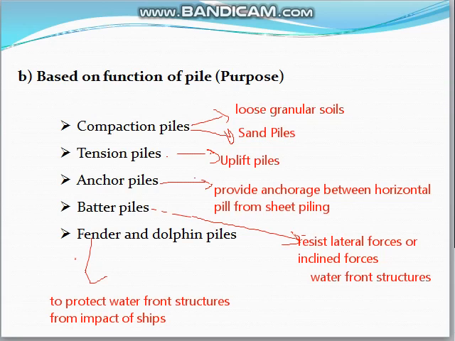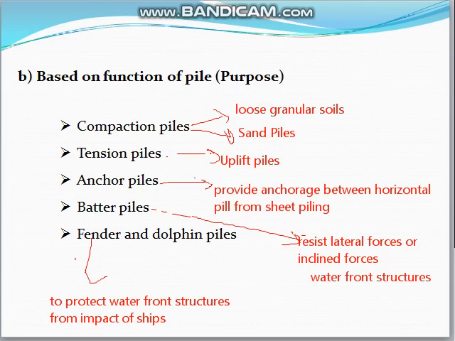Okay. So this is the classification based on the function of pile. Let me revise. The first one is the compaction piles. Generally, compaction piles are used for the compaction of granular soil. Sand piles are used as compaction piles. Second one, tension piles. Tension piles are used to anchor down structures subjected to uplift forces. Piles here are under tension only. Third one is the anchor piles, to provide anchorage against horizontal pull from sheet piling.